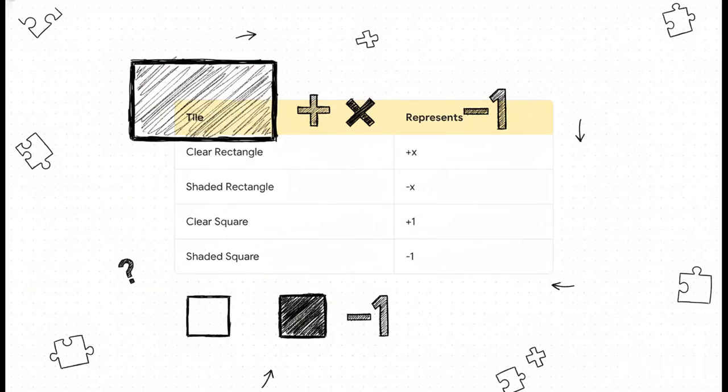A clear rectangle, that's a positive x. The shaded one is a negative x. The little clear square is a +1, and the shaded one is a -1. Simple, right? These are all the pieces of our puzzle.